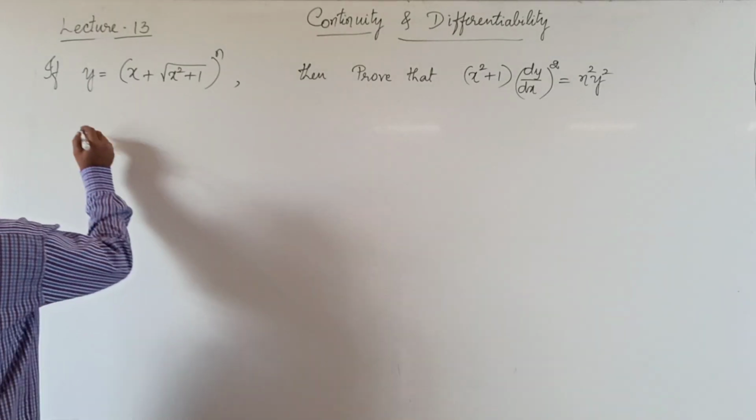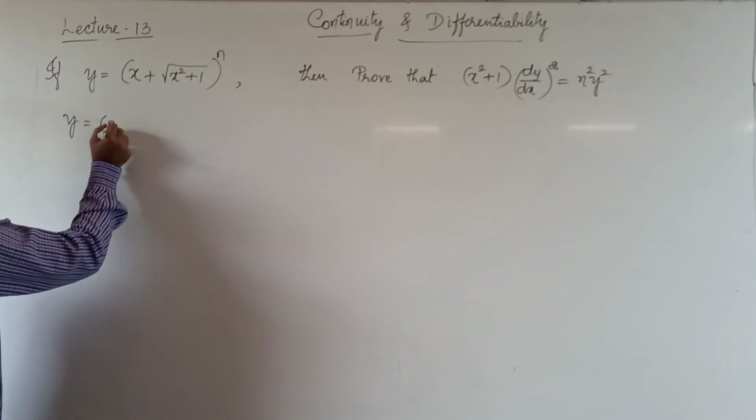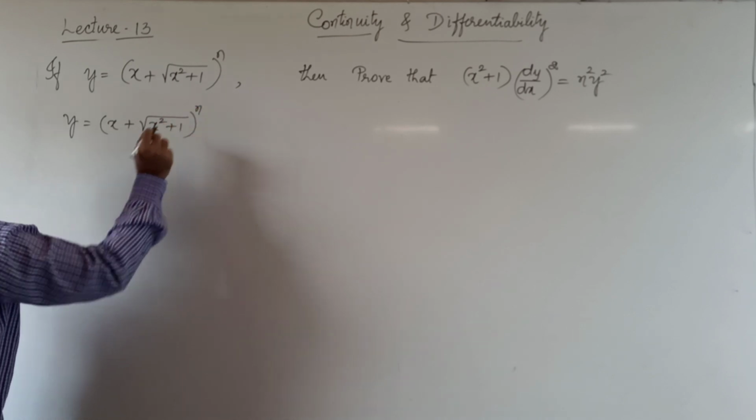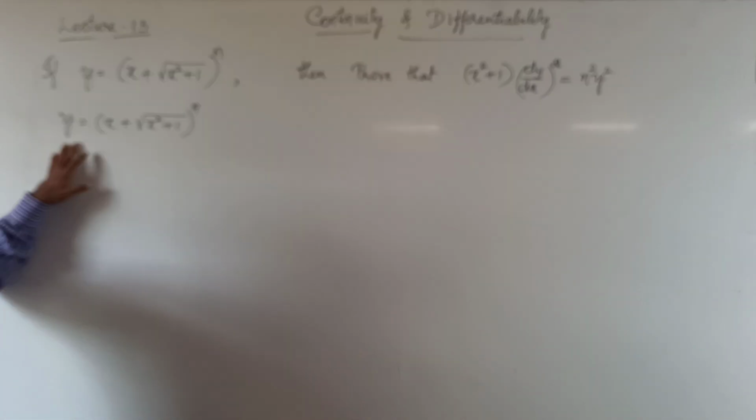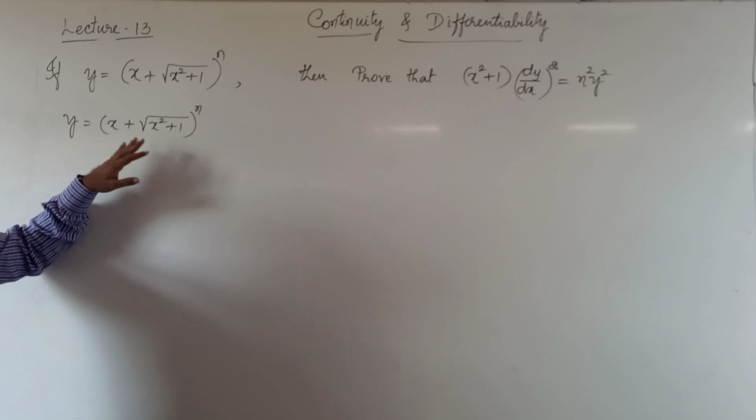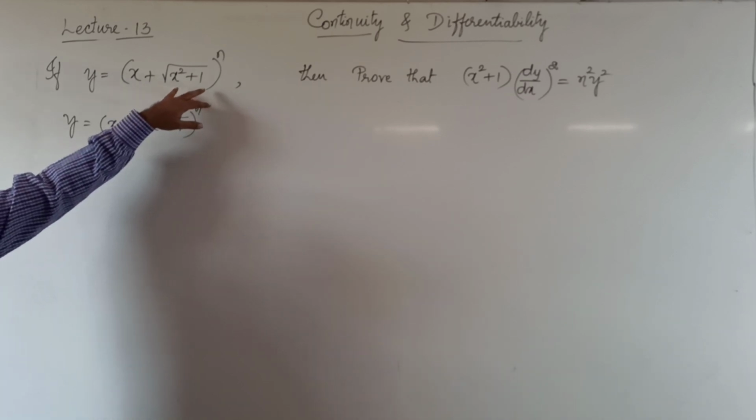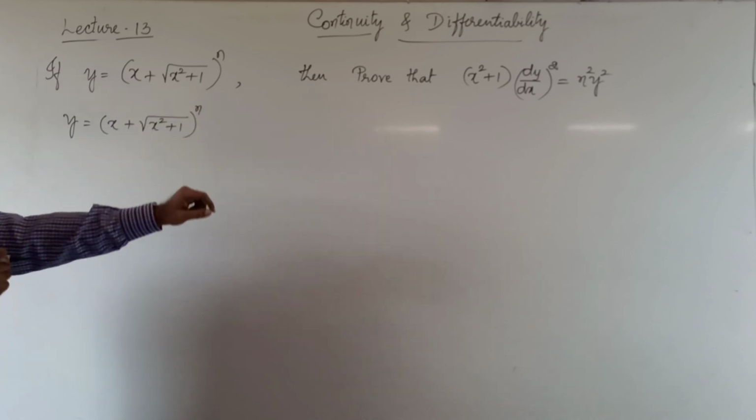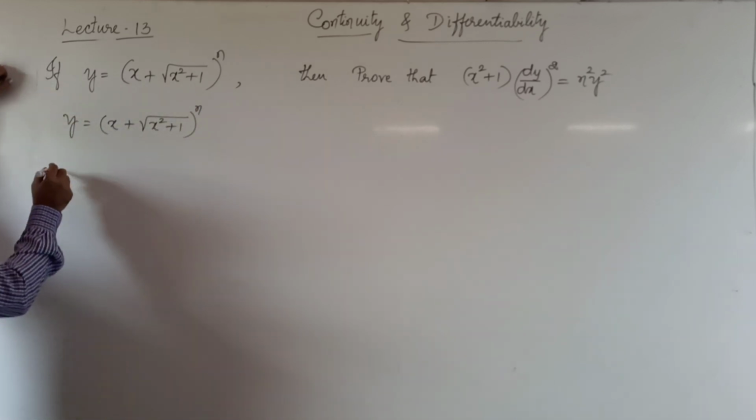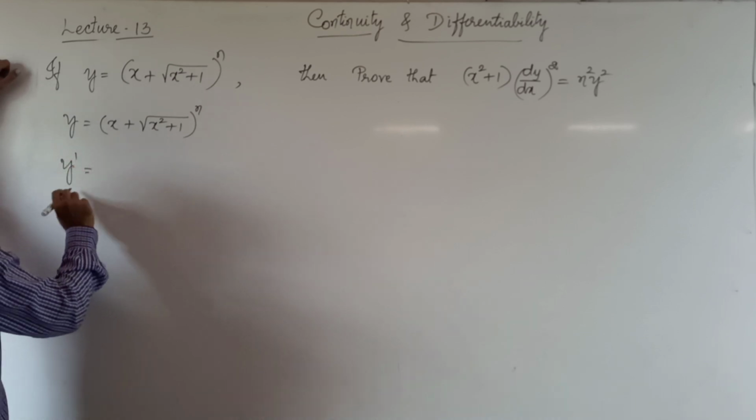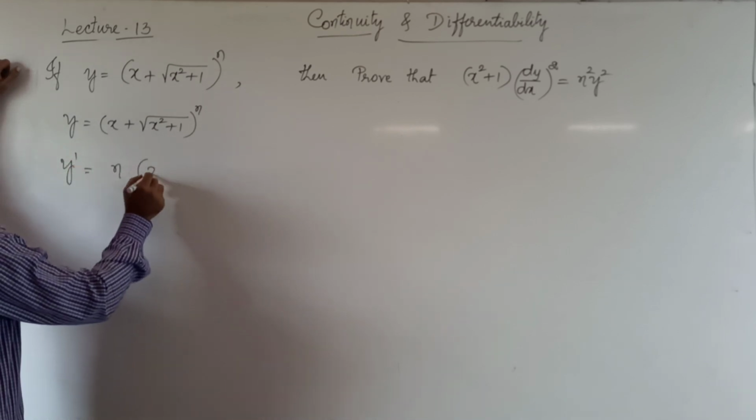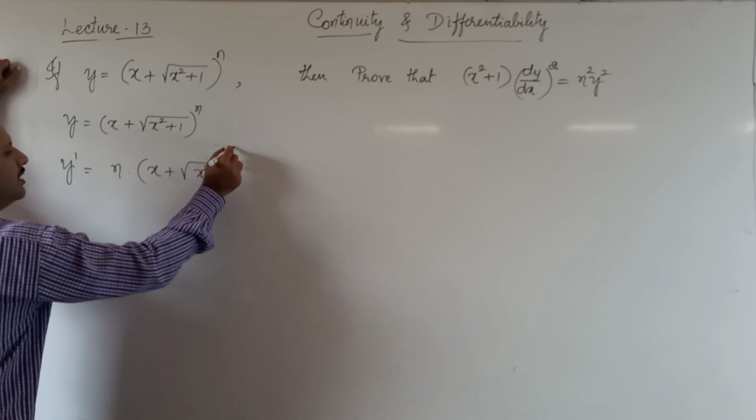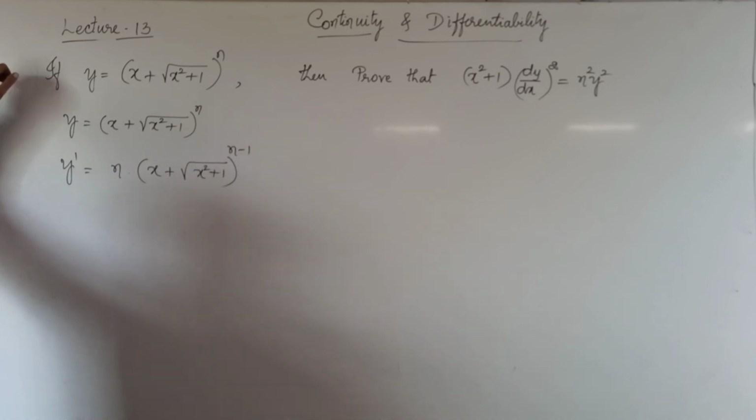Okay. So look at this. We have y is equal to x plus root of x square plus 1, whole power n. This is of the form y is equal to x power n. The derivative of x power n is n into x power n minus 1. So y dash is equal to n into x plus root of x square plus 1 to the power n minus 1.